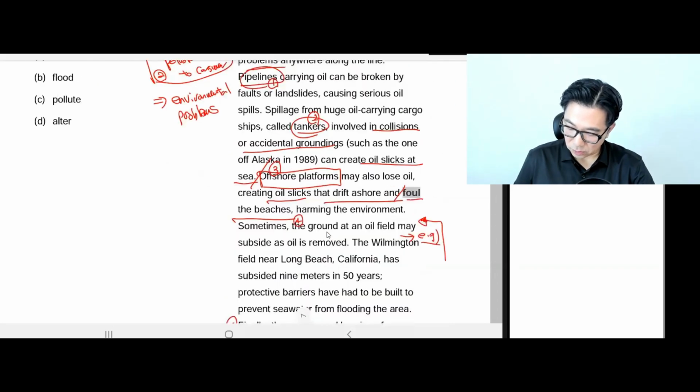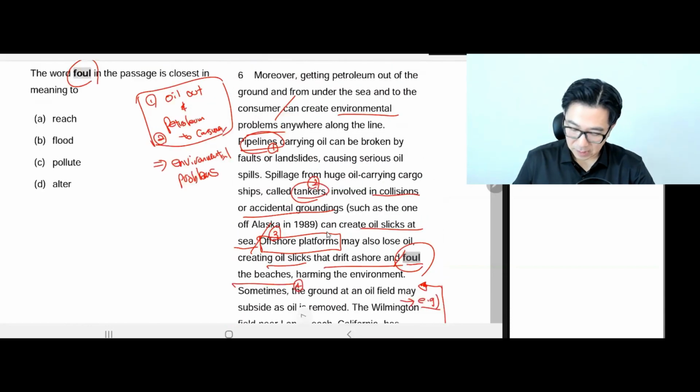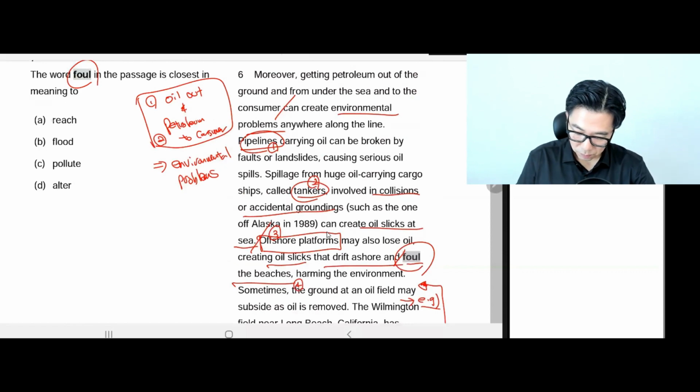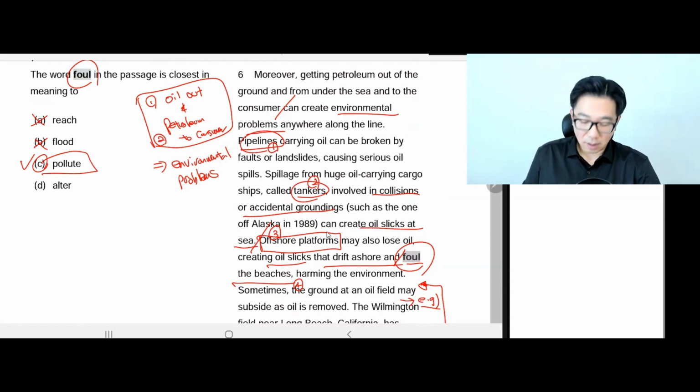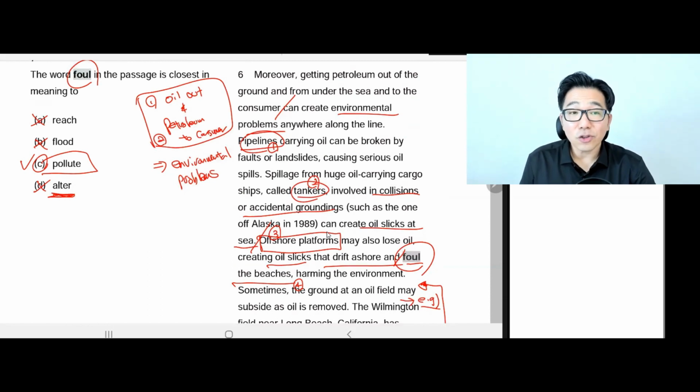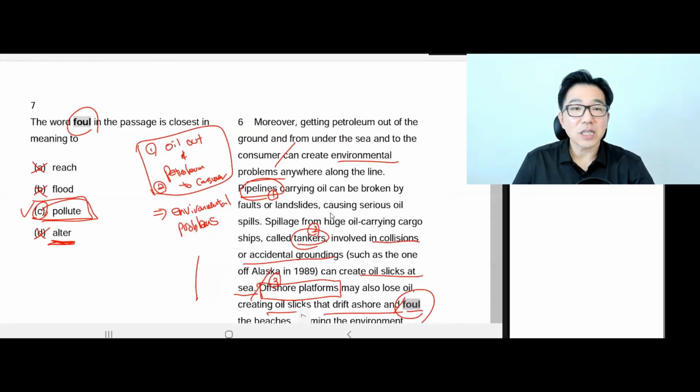Okay, cool. So foul here must be like environmental damage. Okay. Reach, no. Flood, no. Pollute, yeah. Okay, environmentally damage the beaches. Alter means change. Alternative, right? You know that word, right? Alternative. So really easy. C is the answer. Question 7, the answer is C. Next question, please.